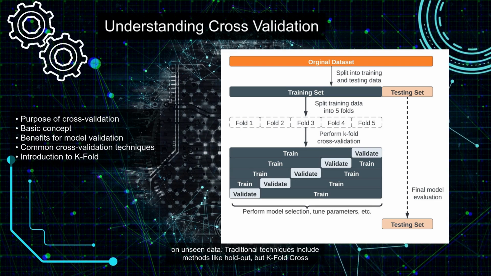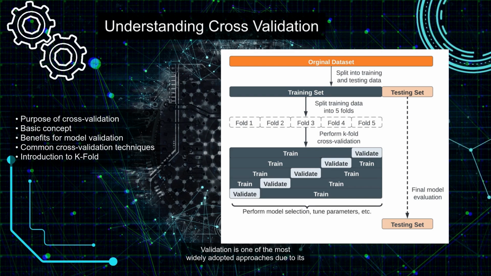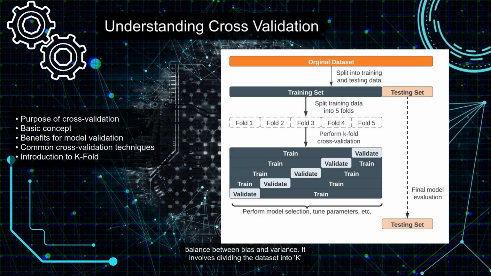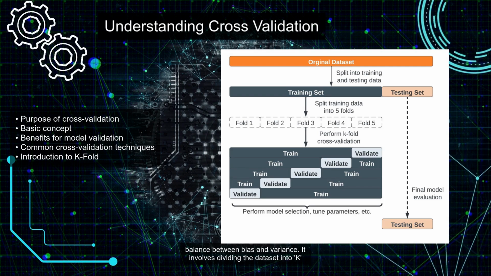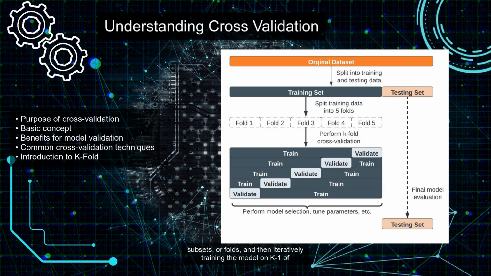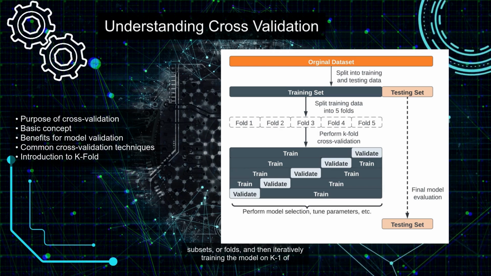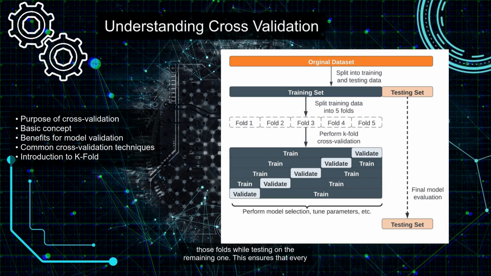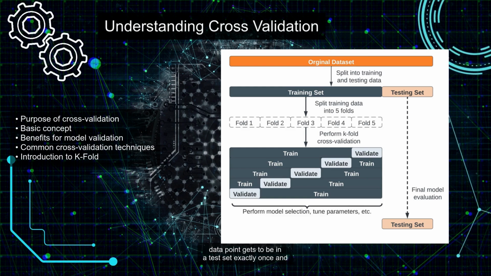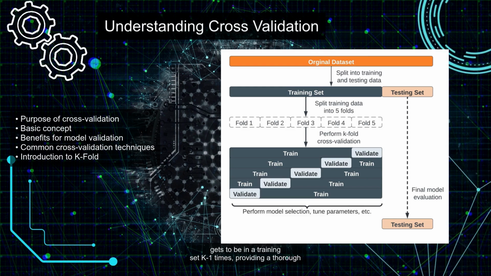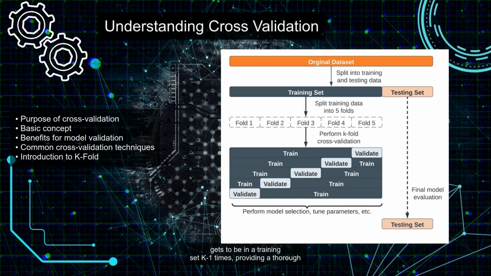Traditional techniques include methods like holdout, but K-fold cross-validation is one of the most widely adopted approaches due to its balance between bias and variance. It involves dividing the dataset into subsets, or folds, and then iteratively training the model on K-1 of those folds while testing on the remaining one. This ensures that every data point gets to be in a test set exactly once and gets to be in a training set K-1 times, providing a thorough evaluation framework.